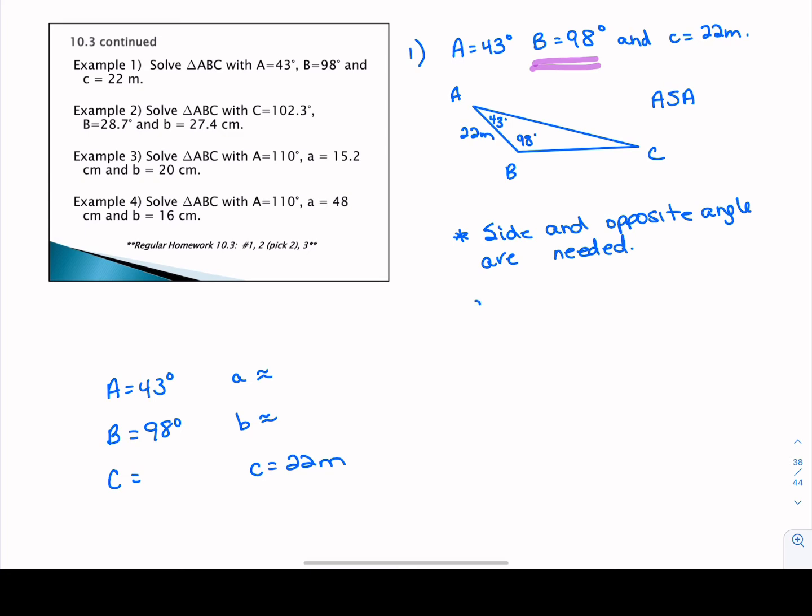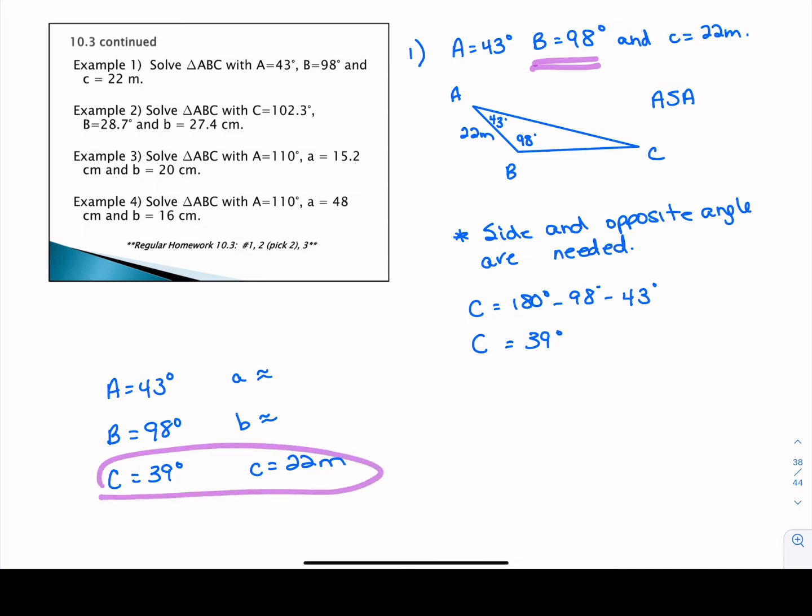So if I wanted to solve for angle C, I would take 180 degrees and subtract the two angles that were given. So we can subtract 98 degrees and we could subtract 43 degrees. Make sure you include your degree symbols here. When we do that, we get a total of 39 degrees. So angle C is going to measure 39 degrees. Now we have an angle and a side opposite, and with any angle and side opposite in these situations, we can use the sine law.